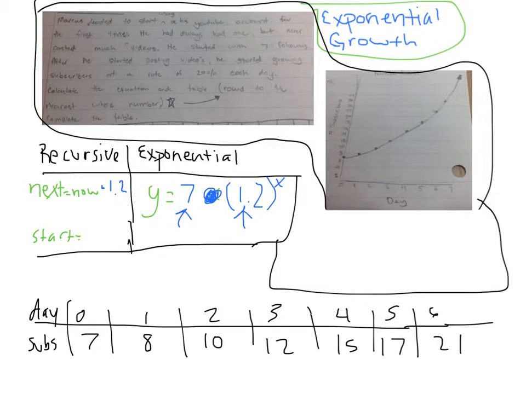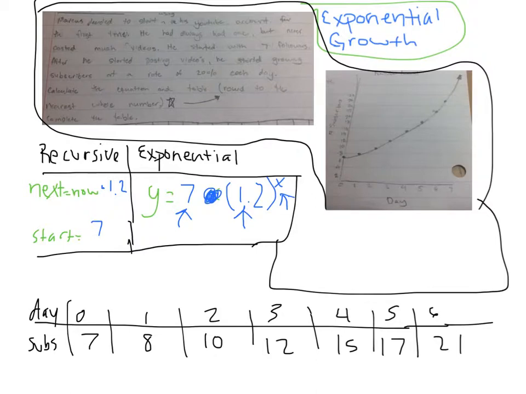Also, our start value is 7, and then x is the number of weeks, so we can just plug that in. And then our graph shows the growth in a more observable way, and it has a curve. So that means it's obviously exponential because of the 20% growth.